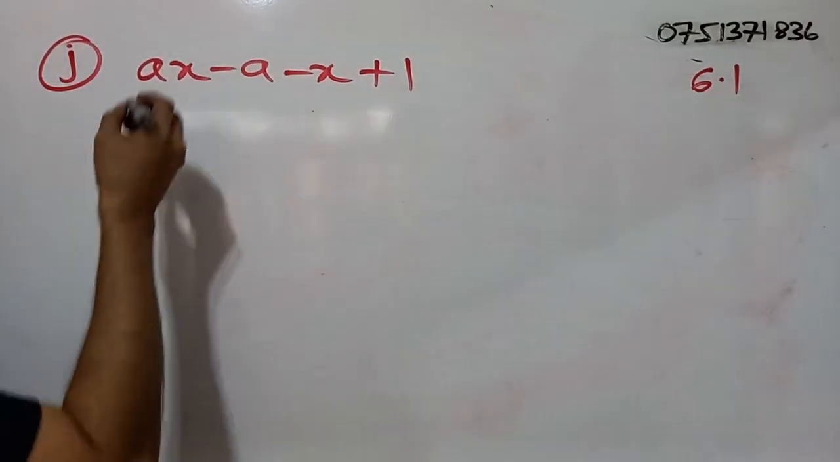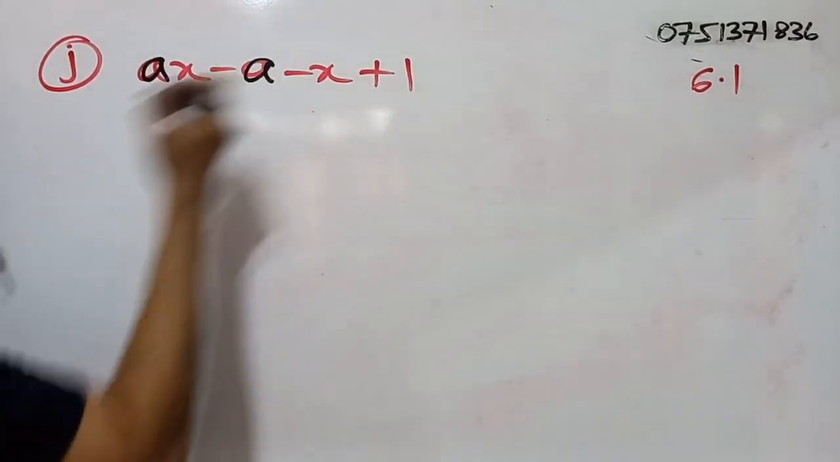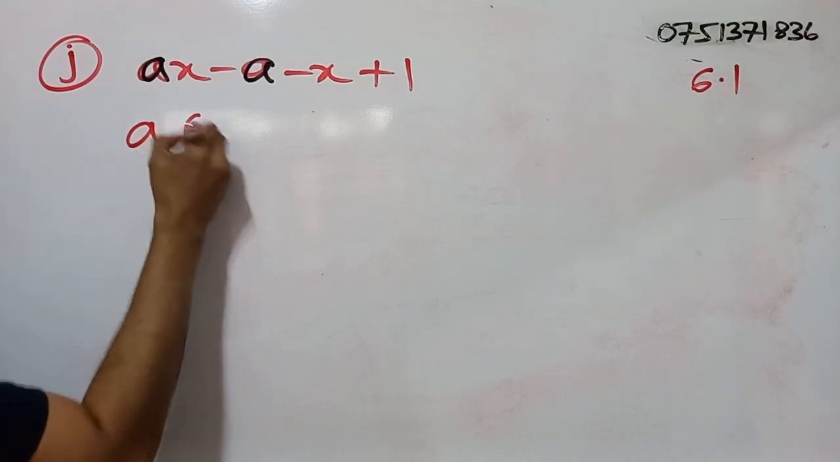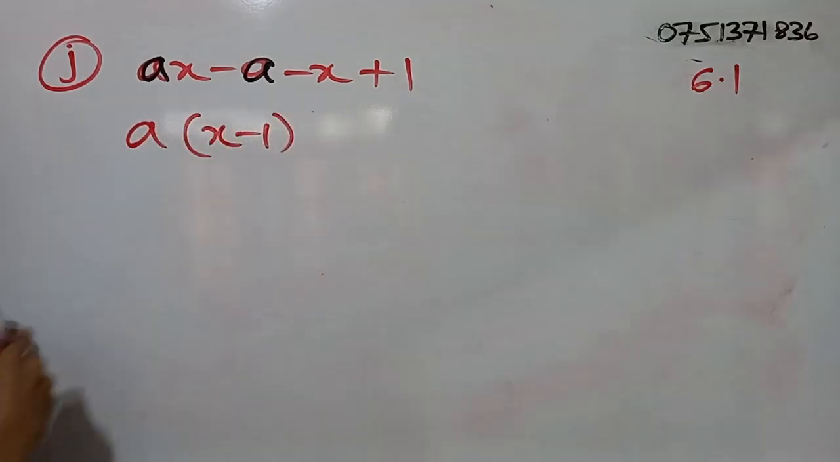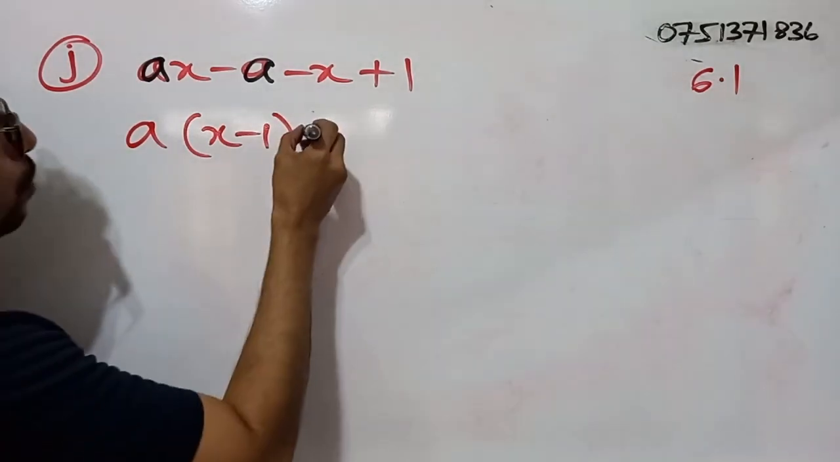Right. So here a is common. So I can take a. So what goes inside? X minus 1. Here we have to take what?